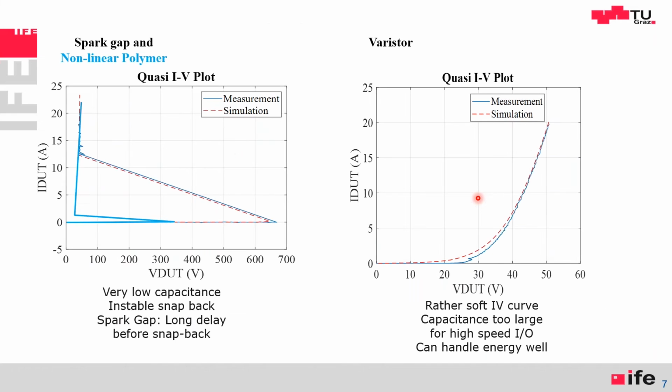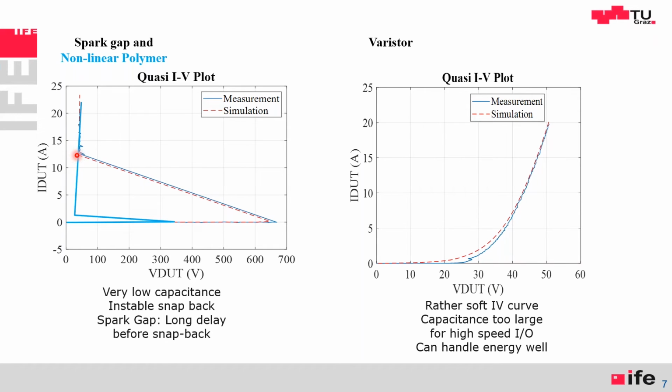Now let's look at other devices, spark gaps. Bernd said that for spark gaps, the voltage goes up, in this case to 650 volt. Then it snaps back, and then the voltage is like that of all snapback devices, 25 to 40 volts. But Bernd said the turn-on time is way too long.